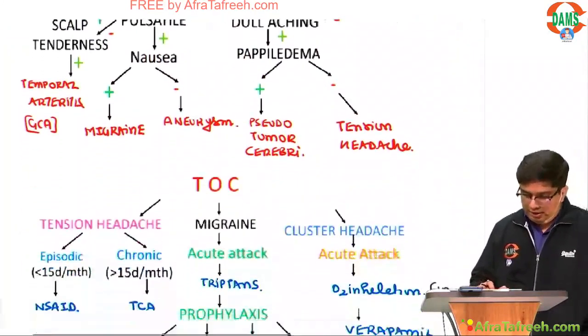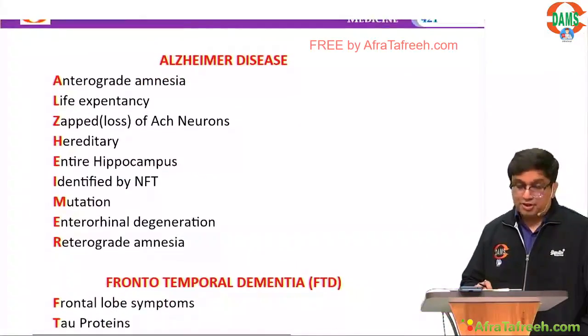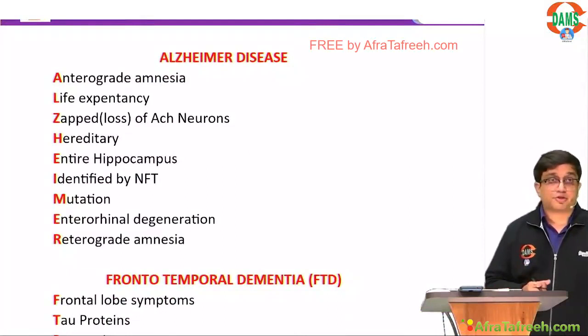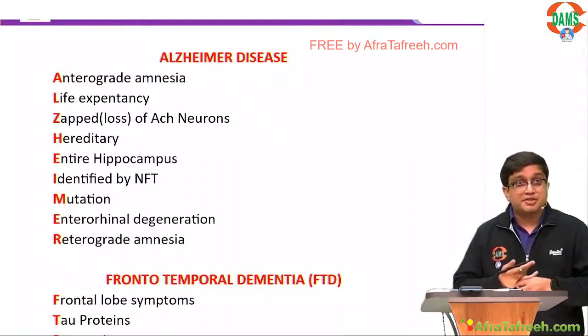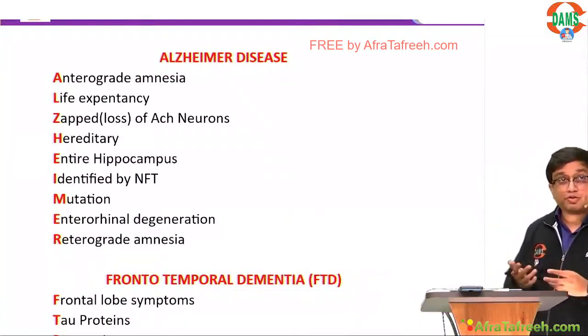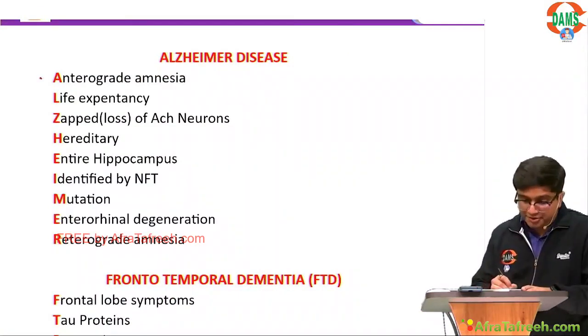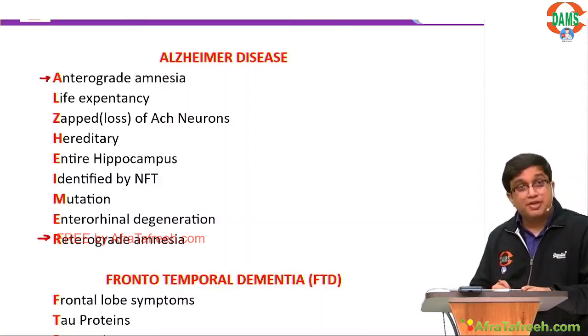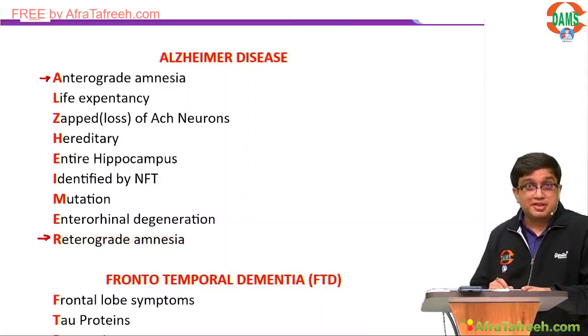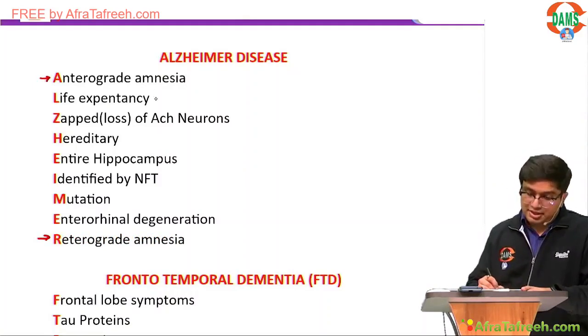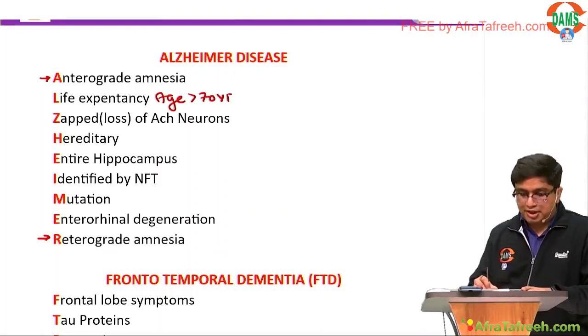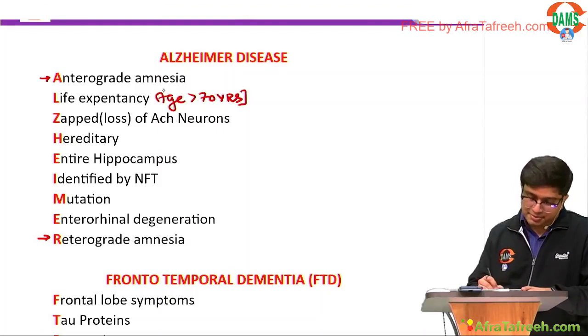So that was a quick recap about headache. Now going to the neurodegenerative disorders quickly. Alzheimer disease: the patient has an anterograde amnesia to start with, later on ending with a retrograde amnesia also. That's why I'm putting anterograde first over here. As life expectancy increases, the risk of Alzheimer will always increase. People who are more elderly, above the age of 70, are more prone to have Alzheimer disease.